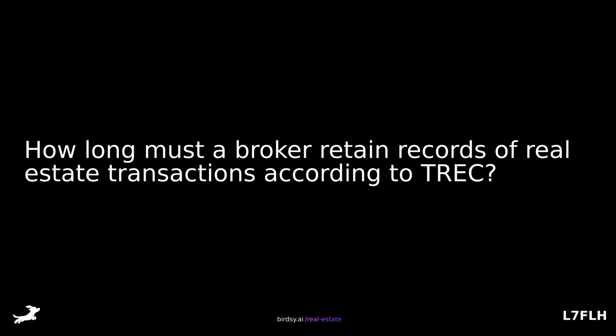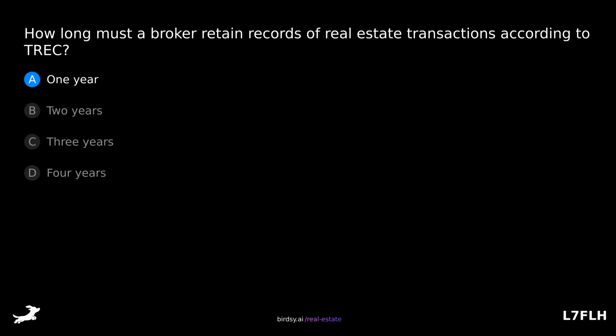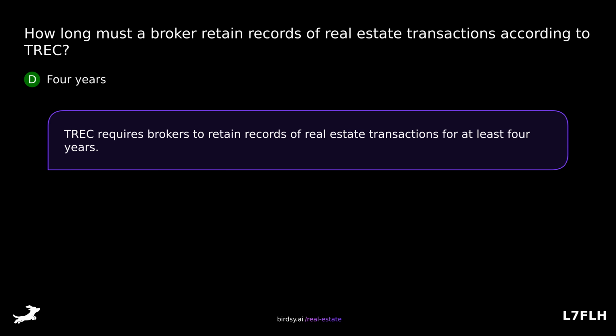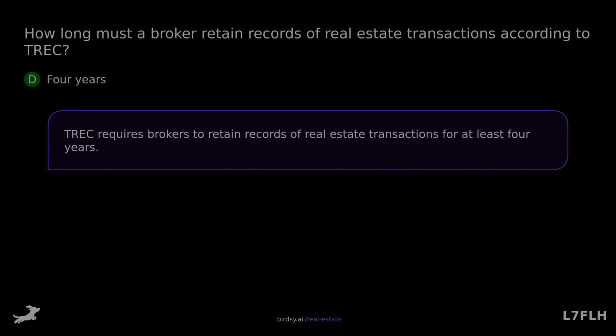How long must a broker retain records of real estate transactions according to TREC? Is it A, 1 year, B, 2 years, C, 3 years, or D, 4 years? The answer is D, 4 years. TREC requires brokers to retain records of real estate transactions for at least 4 years.